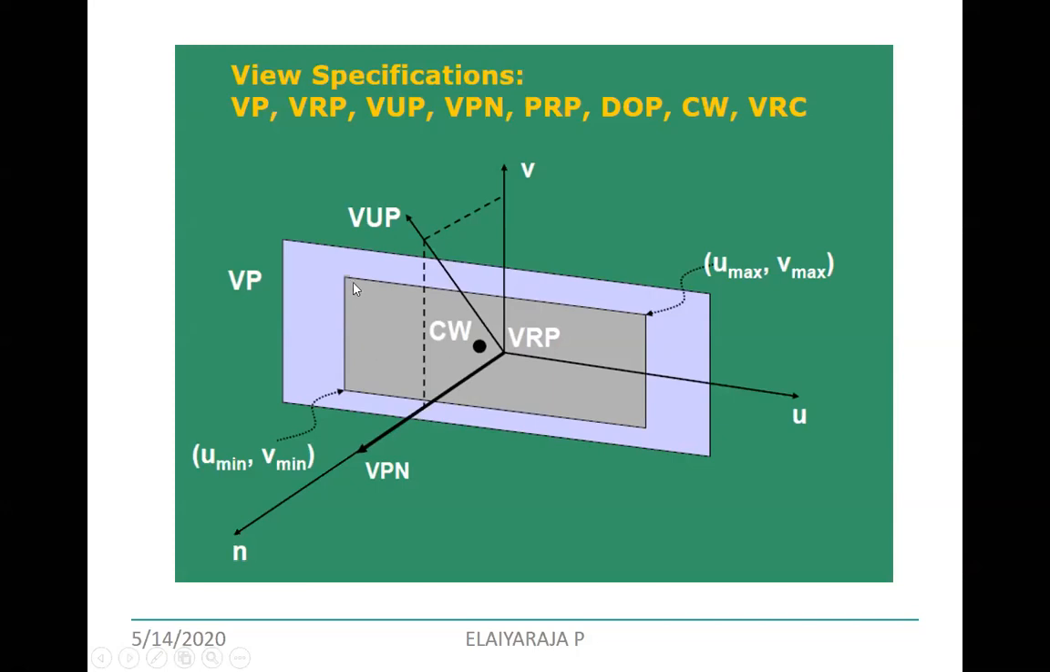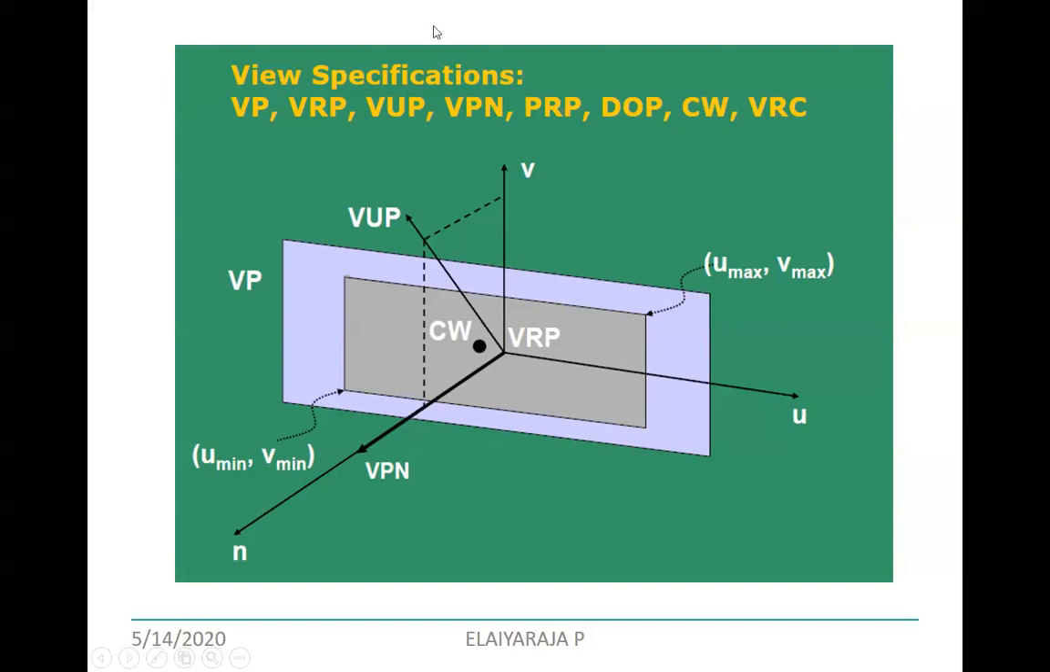Okay, when you consider the viewport coordinates with respect to this particular viewing plane, you can consider the viewing plane viewport coordinates value u minimum and v minimum to u max and v max with respect to x and y, and x and y with respect to your viewing plane z.